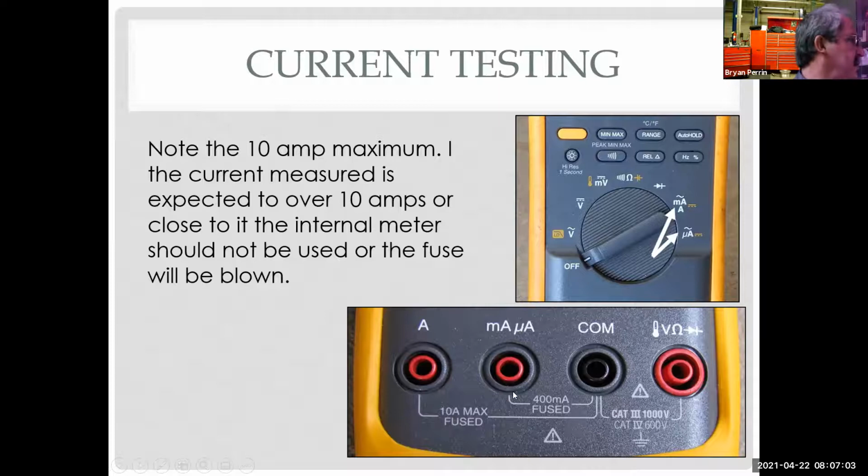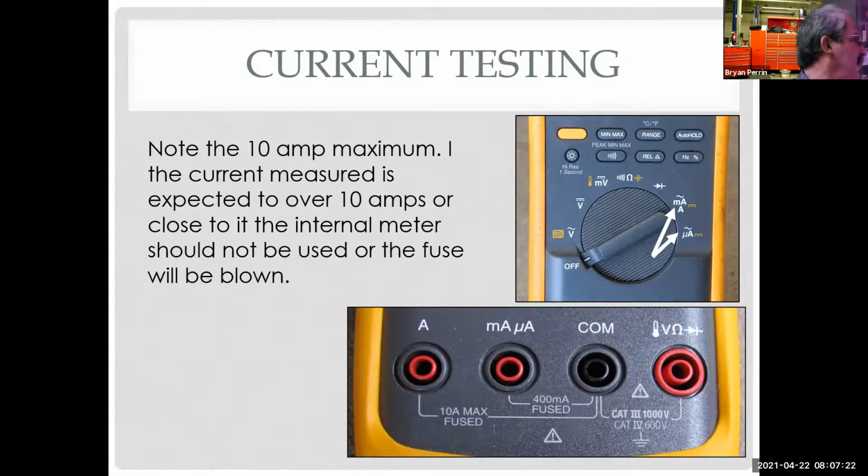We can see here on my meter, I have a common, which is where the negative lead's going to go. This is my volt and ohm, where the red lead would go. When I want to measure amps, I would take the red lead out of here, and I would put it over here in the 10 amp socket.